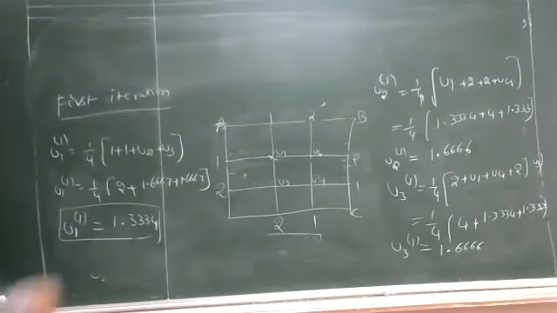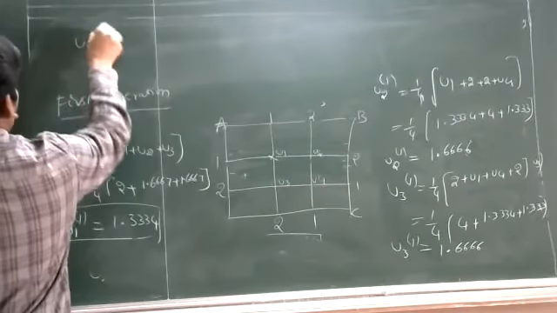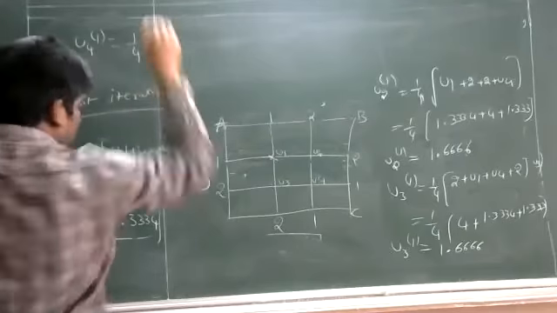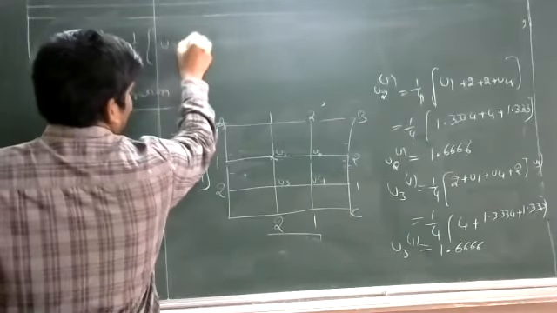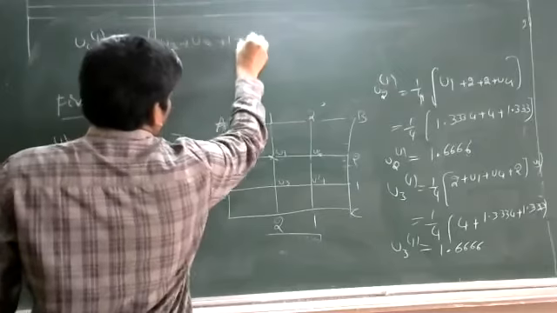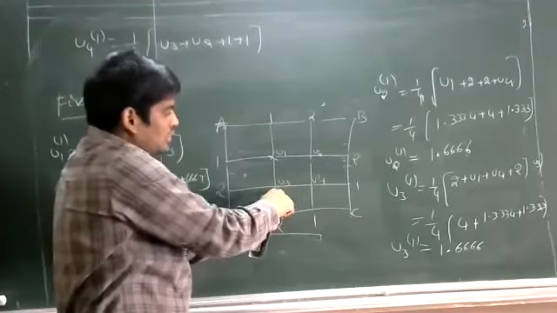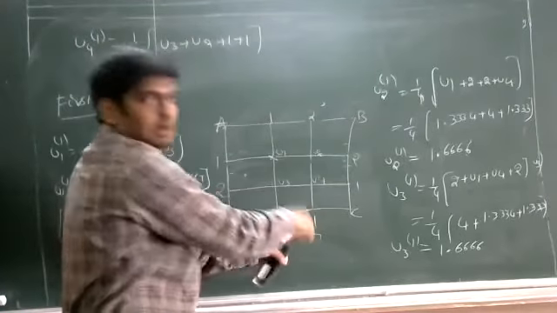1.6666. Very good. Next, last one. u4 at 1 is equal to what is the formula? 1 by 4. What is the formula? u3 plus u2 plus 1 plus 1. Right? So u4, u3, u2, 1, 1.